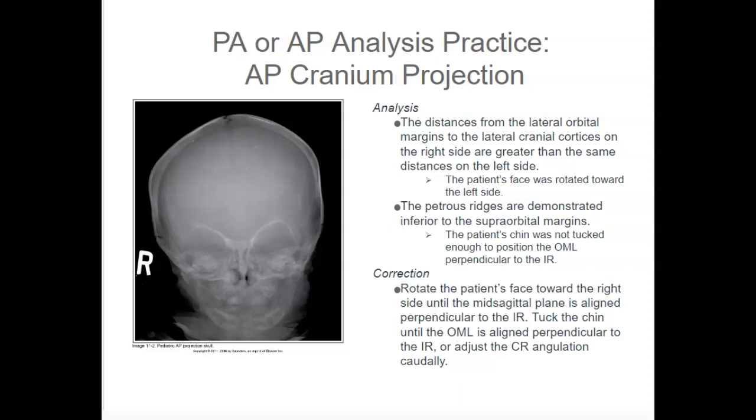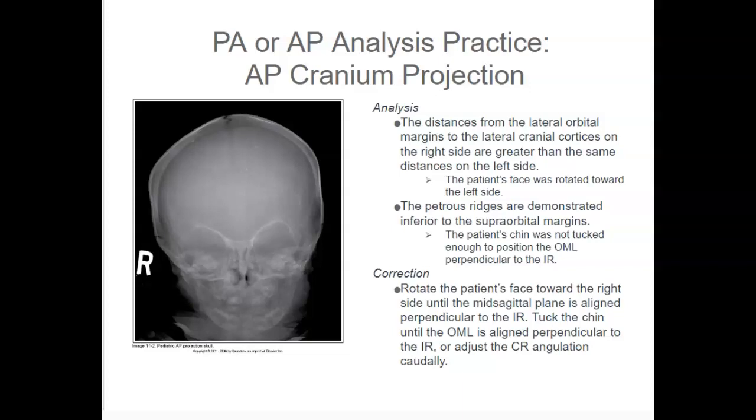At first glance, you can tell there's some type of rotation, but how do we determine what the rotation is, and if the patient was adequately positioned as far as OML alignment? First, we're going to look at the lateral borders of the orbital margins to the lateral cranial cortices. We can see that they are, in this projection, on the right side greater than the same distances on the left, which indicates that the patient's head was rotated towards the left.